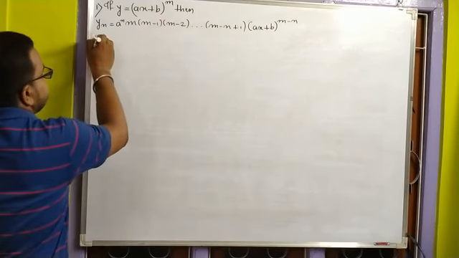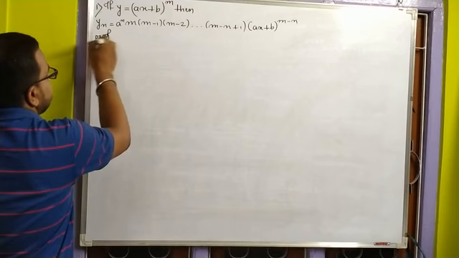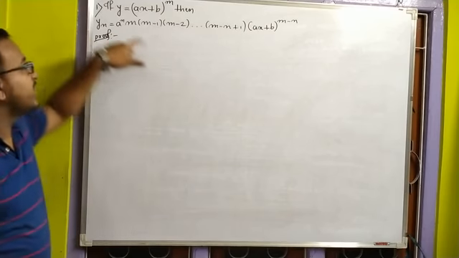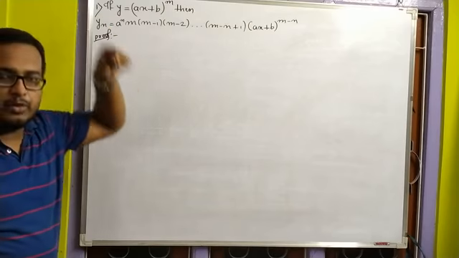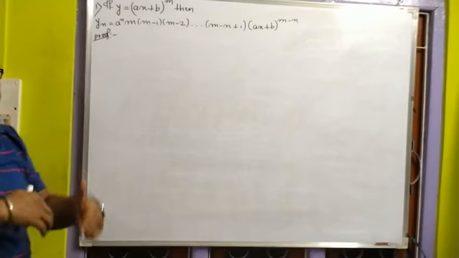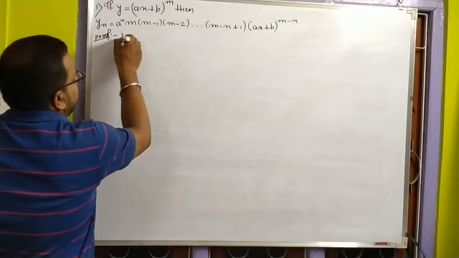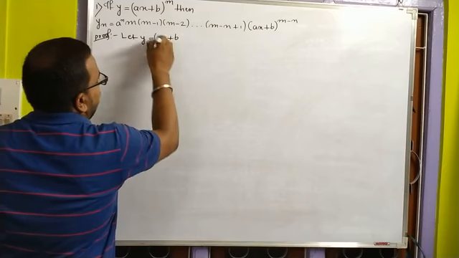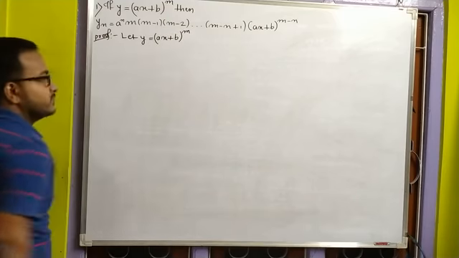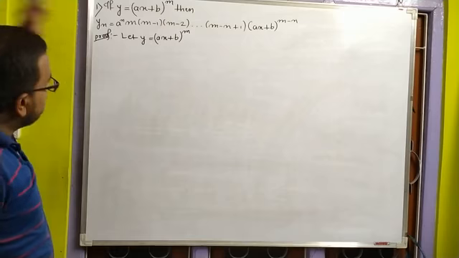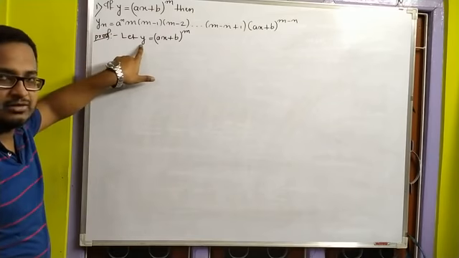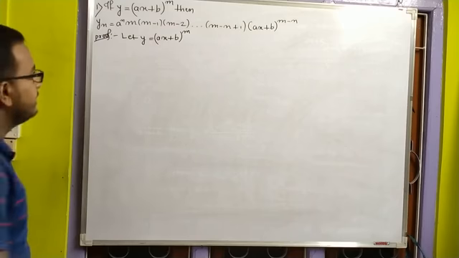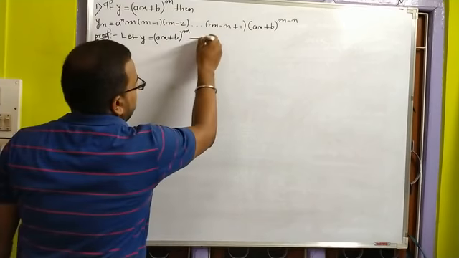So prove. So remember, if any mathematical statement starts with if, then you have to start this statement with let. Okay. So let y equals to (ax plus b) to the power m. Okay. So you have to find the nth derivative of the function y. So let me find first y1, the first derivative, then the second derivative, then the third derivative. Okay. So call it equation number 1.